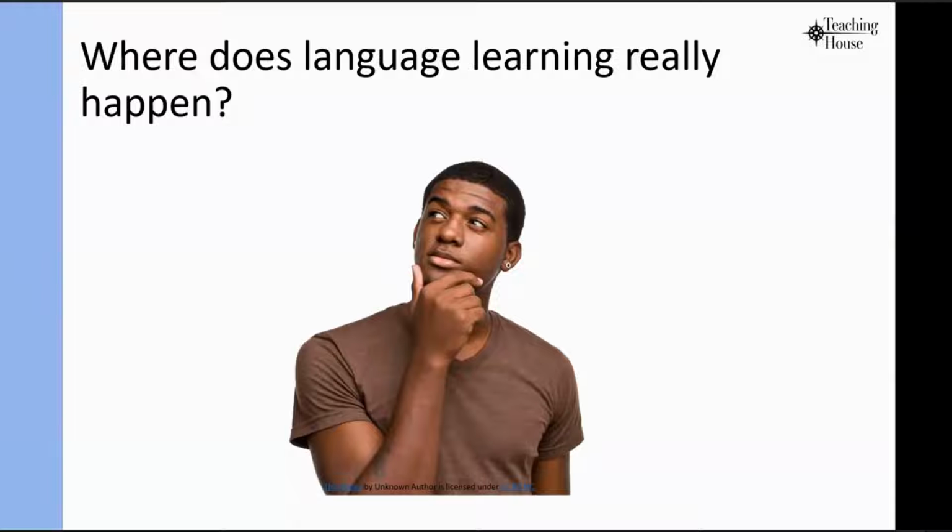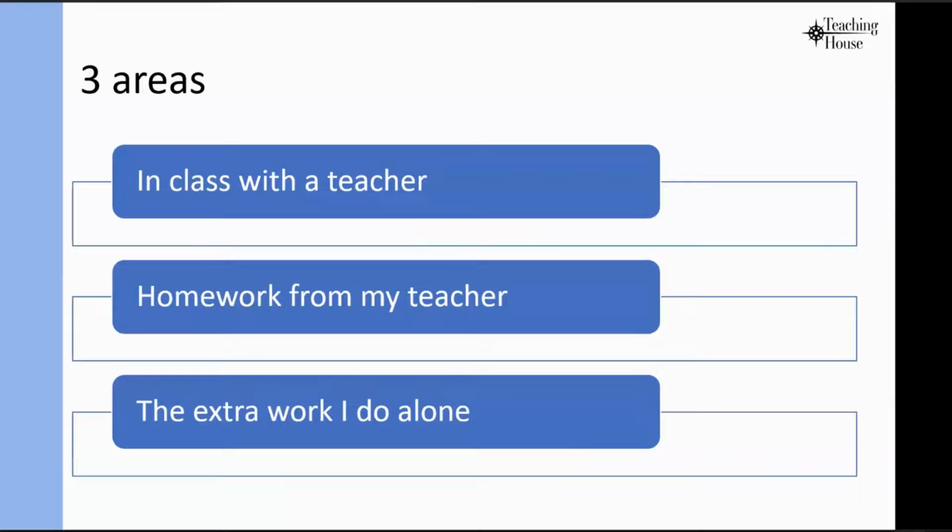Where does language learning really happen? Now, I won't actually ask this question. You can write what you think in the chat window, because if you really think of it, there are three ways that you learn a language. First of all, in class with the teacher, then secondly, homework from the teacher, and then the extra work that you might do alone. And one of the things that's really happened over the years is that the opportunities for working alone and studying on your own have been increasing exponentially. And because of AI, they've probably increased more than ever.